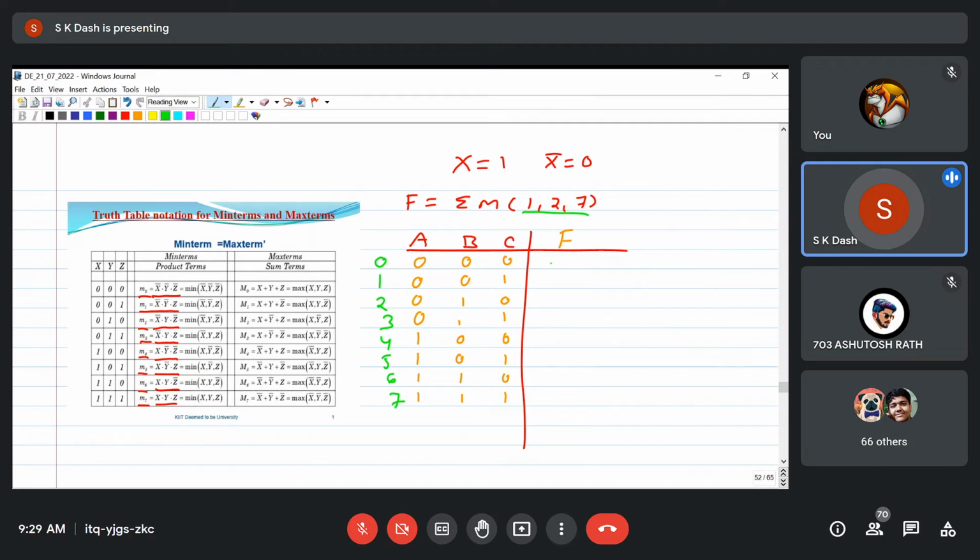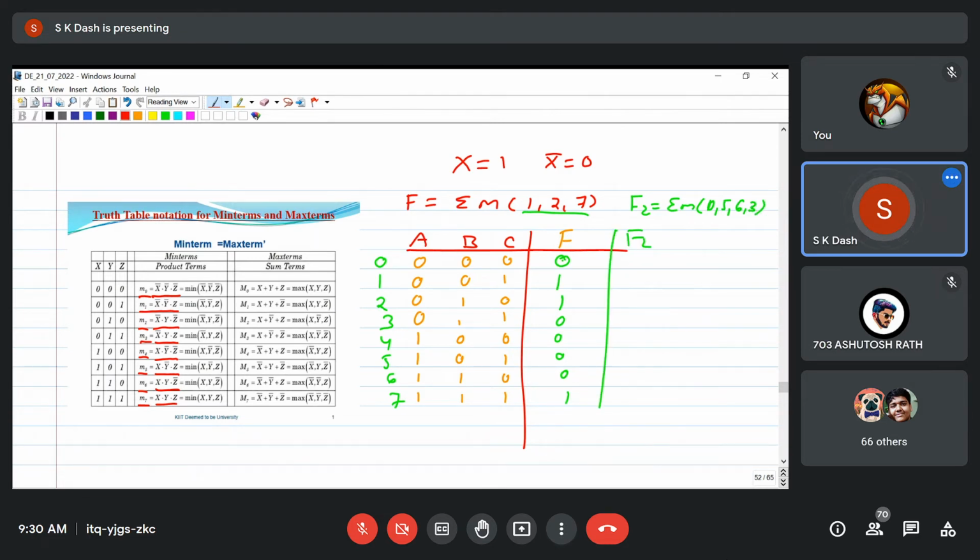So which combinations will have output 1? This combination. What will the output be? This one, first one? 0. For 1, corresponding output should be 1. For 2, corresponding output should be 1. For 7, corresponding output should be 1. Others should be 0. Suppose I write F2 equal to summation of m 0, 5, 6, 3. Then what will happen?